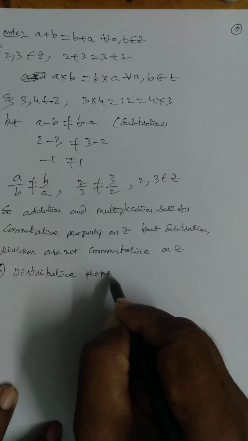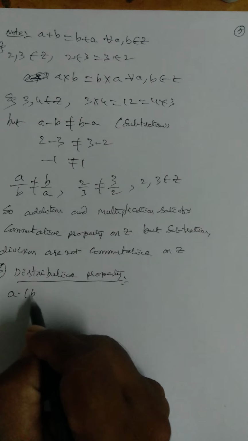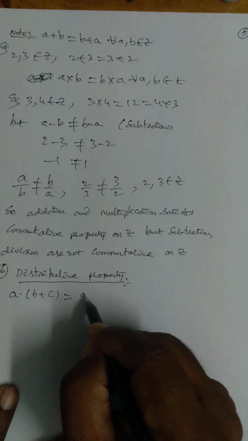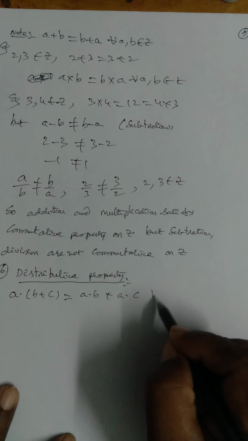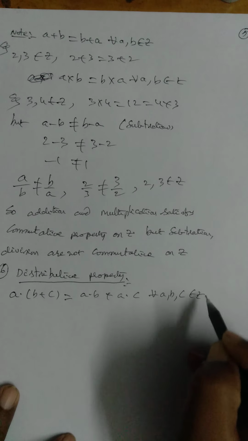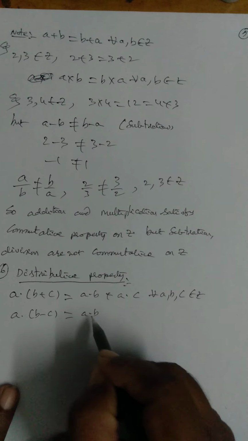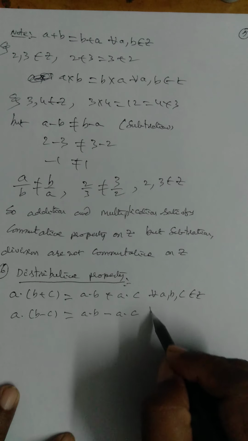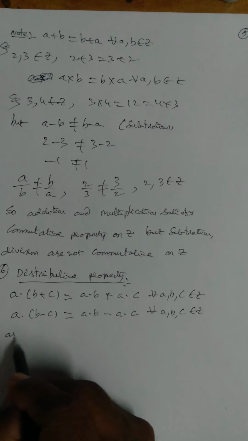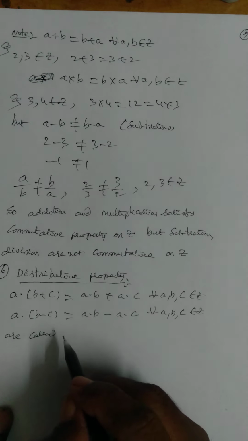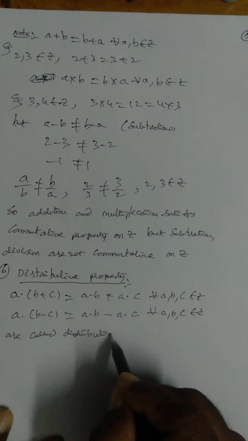Distributive property. A into B plus C is equal to A into B plus A into C for all A, B, C belongs to Z. A into B minus C is equal to A into B minus A into C for all A, B, C belongs to Z are called distributive properties.